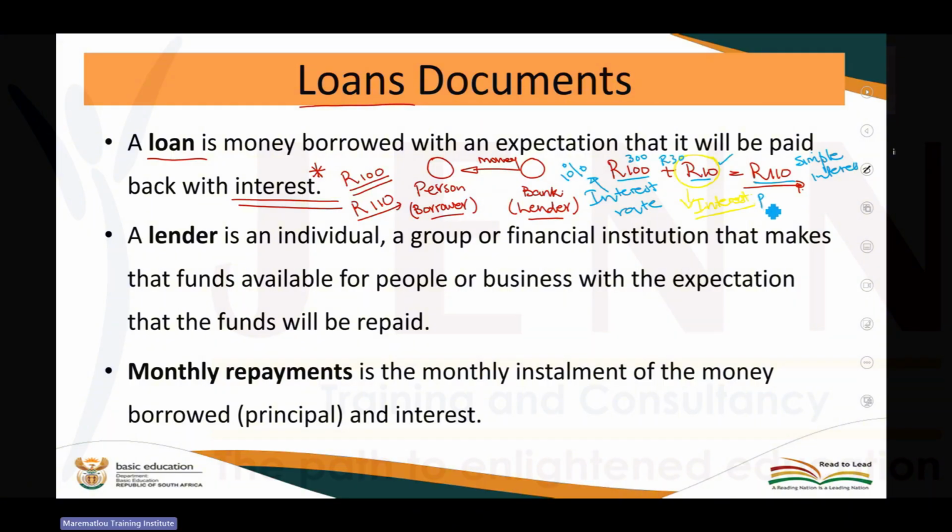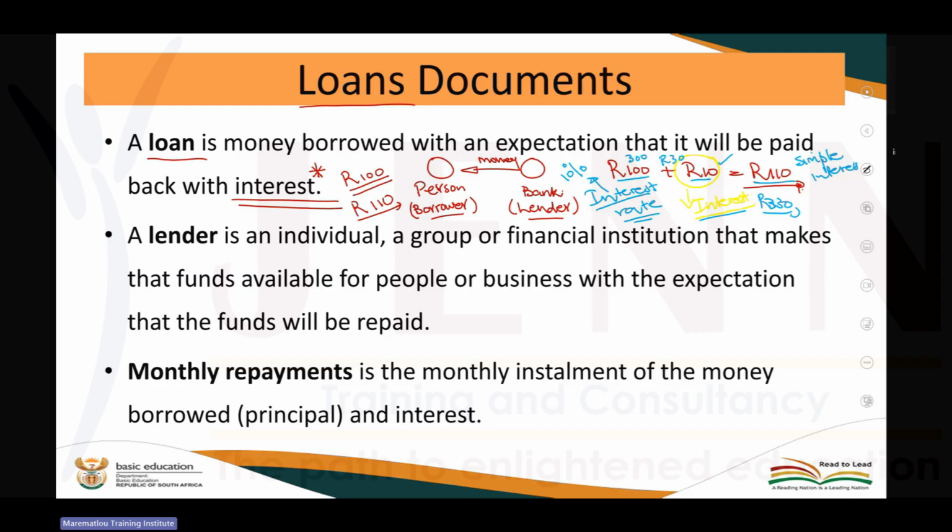Now you return the money as 330. So these are just simple examples, we are not going deep. We want to understand what these words mean: interest rates, the loans, the lender. But I was giving you an example there.